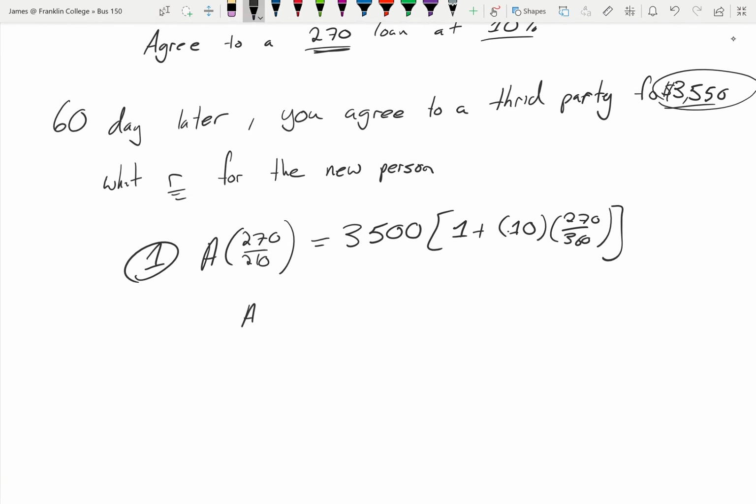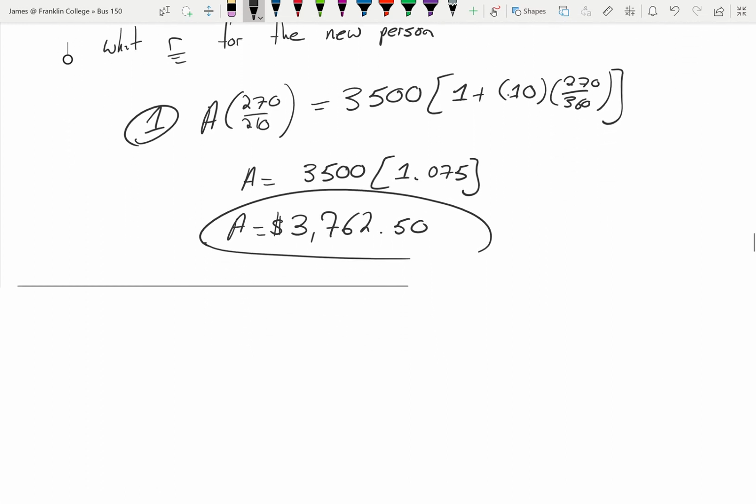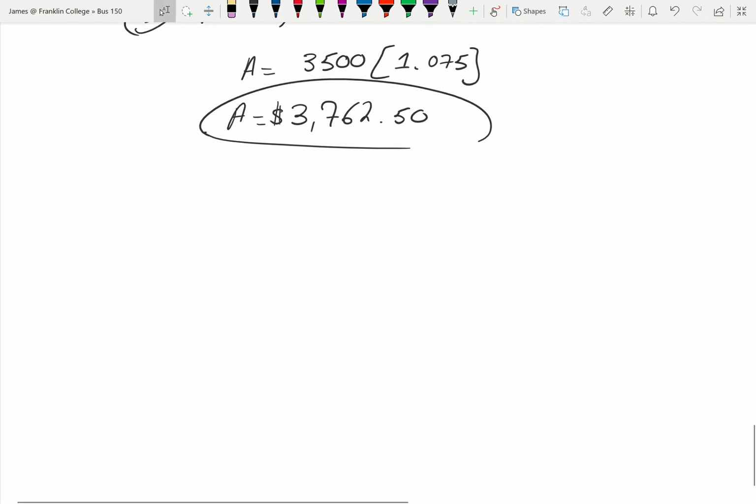So A equals 3,500 times 1.075, or A equals $3,762.50. So the person who bought the car is going to pay somebody $3,762.50 at the end of 270 days.